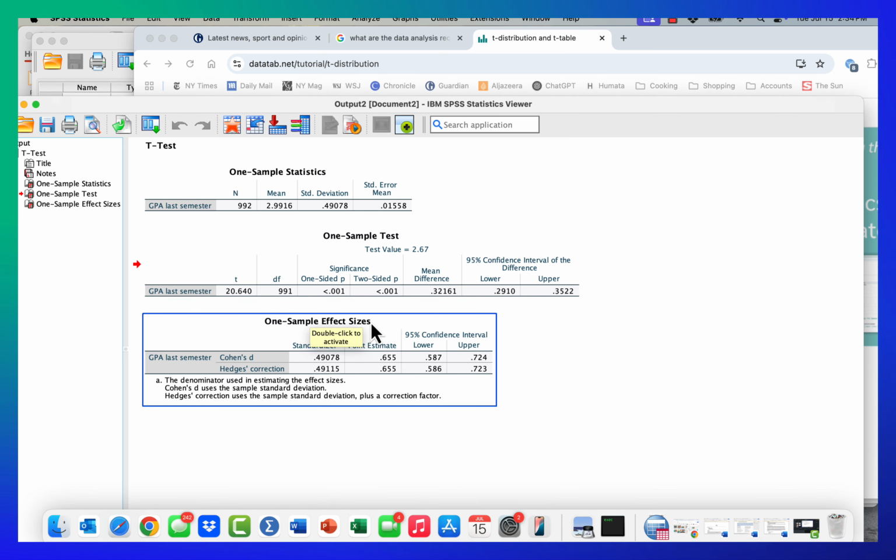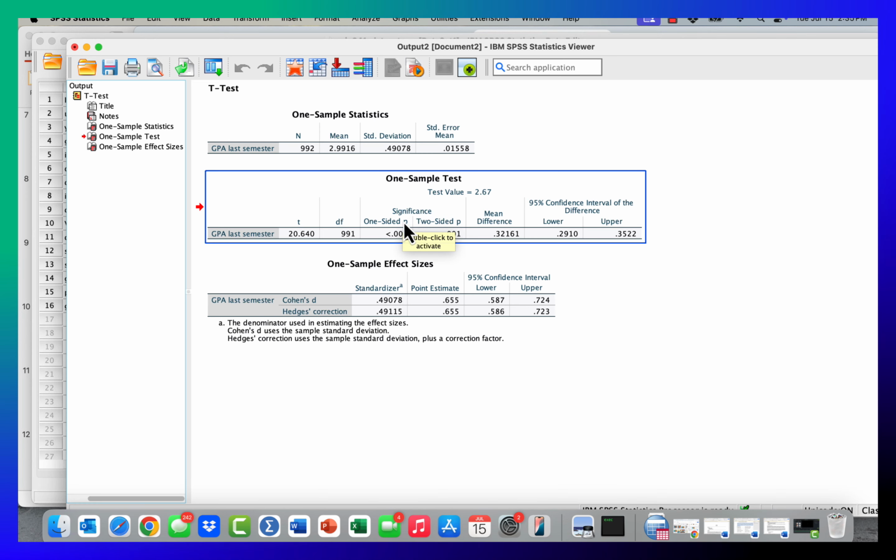But SPSS, again, does us a lot of favors, so you don't even have to go to the internet or a t-table anywhere. You just look at your p-value here, which is the significance column. That's the probability, ranging from 0 to 1, that, assuming the null hypothesis were true, the results in our data set would have occurred by chance. So basically, if p is less than 0.05, we can reject the null hypothesis. Clearly here, it's definitely less than 0.05. So we are confident that we can reject the null hypothesis.